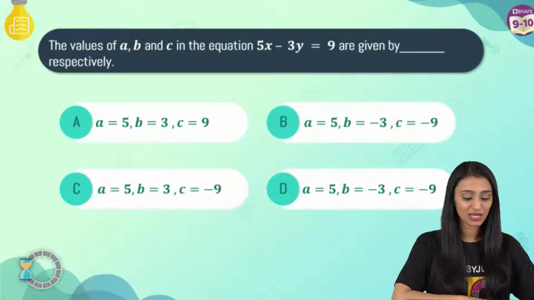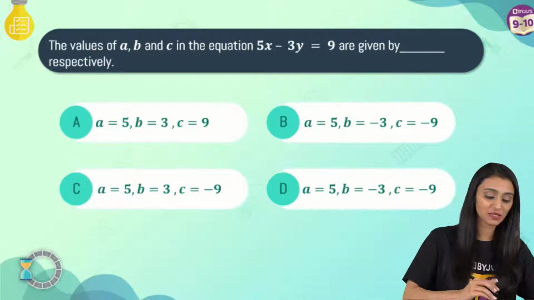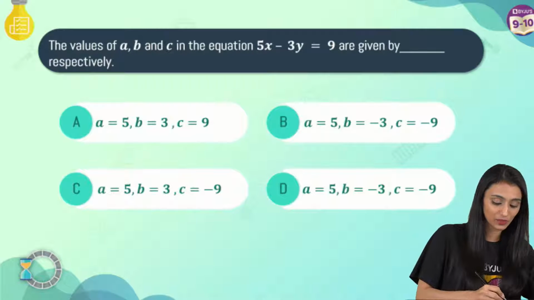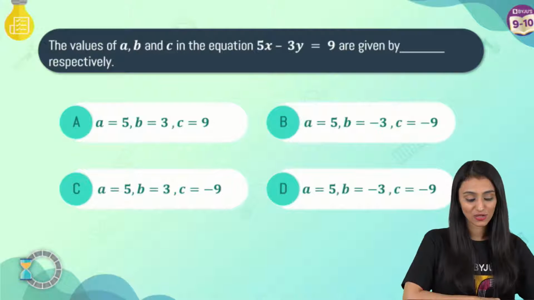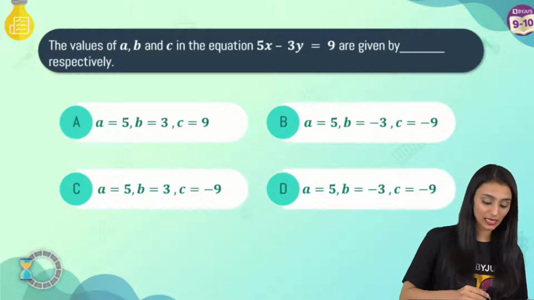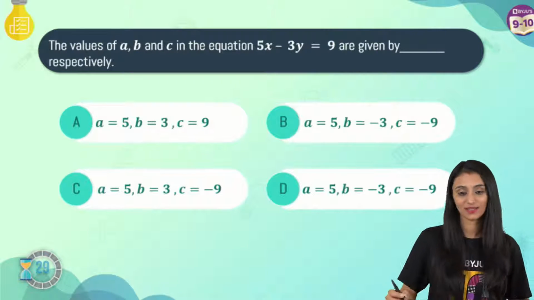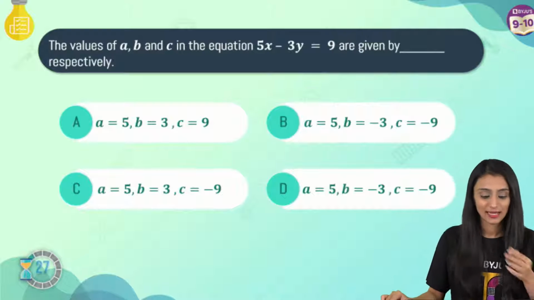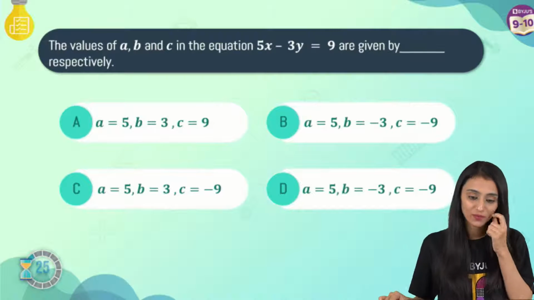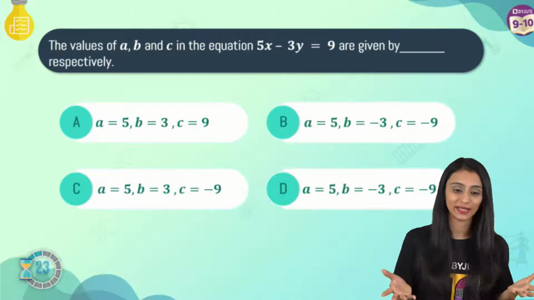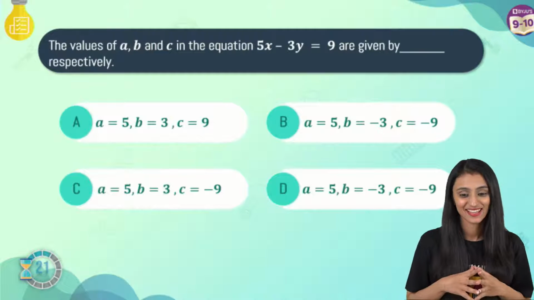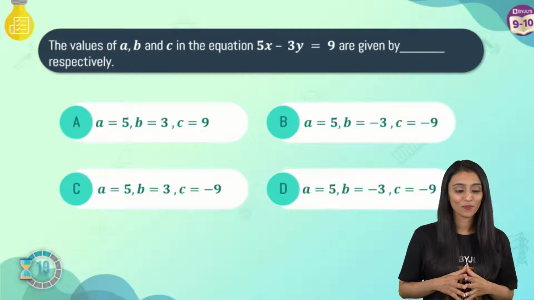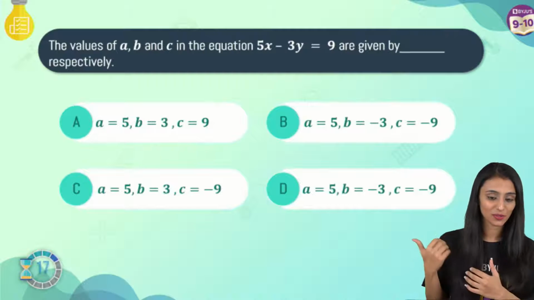Alright. So let's try out a question now. The values of A, B and C in the equation 5x minus 3y equals 9 are given by dash respectively. 4 options you can see on the screen. I'm giving you 30 seconds to answer this. Quickly, tell me what the right answer is going to be. You have seen the general form, just giving you a hint. If you compare it with that, you will be able to get to the right answer.